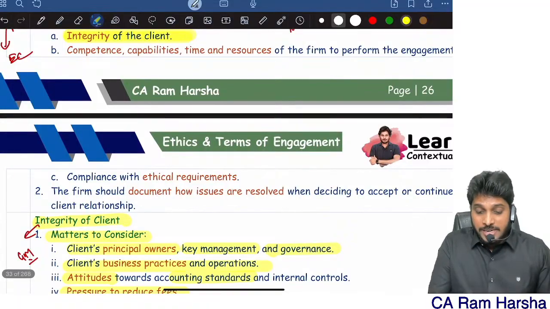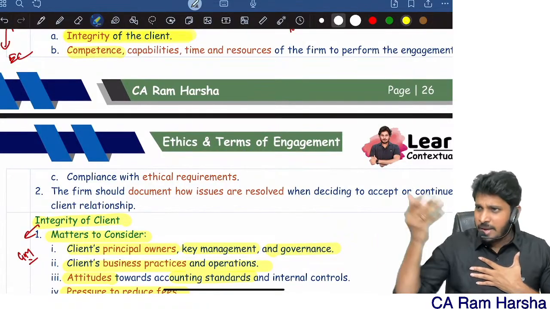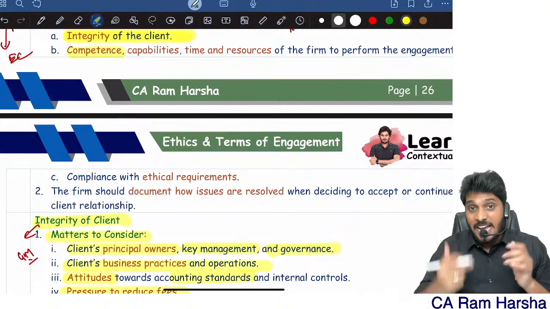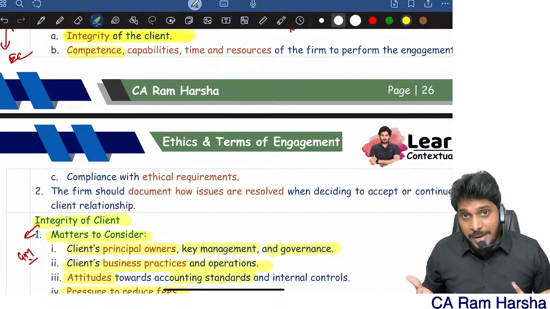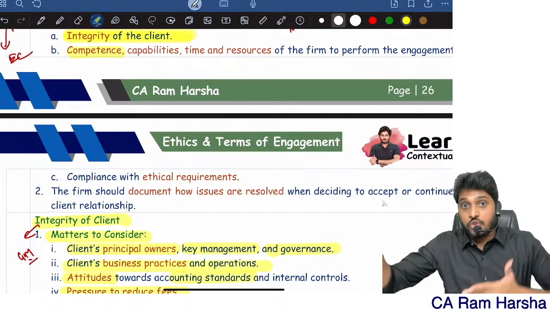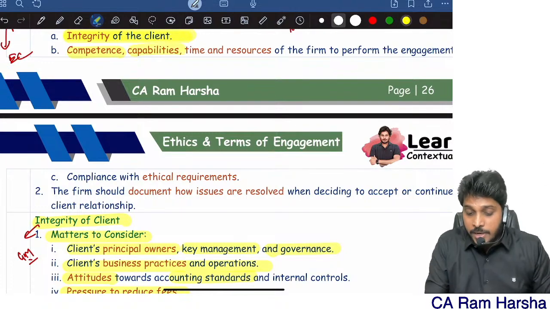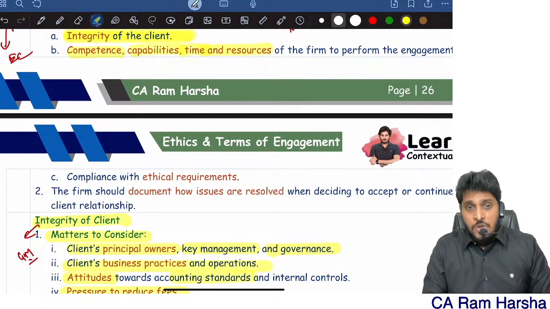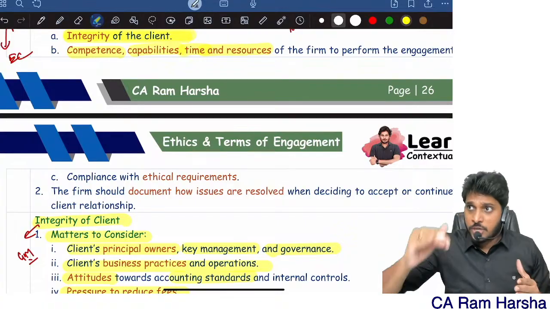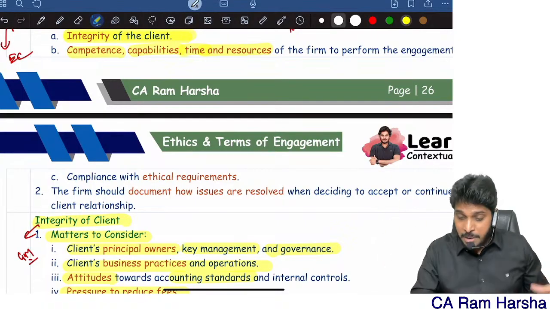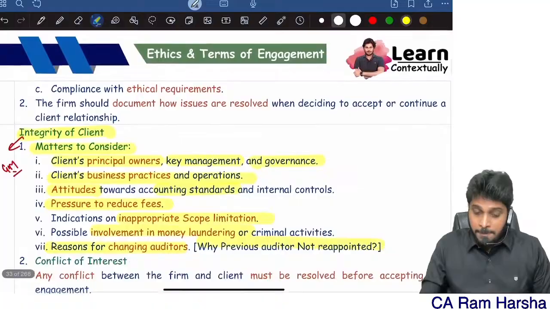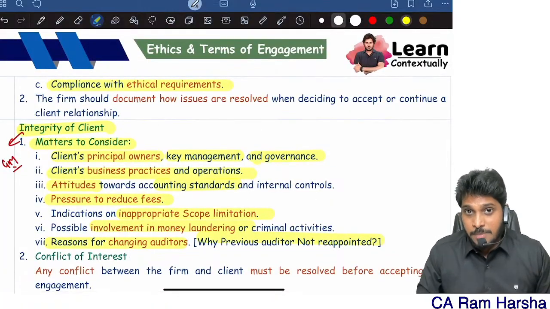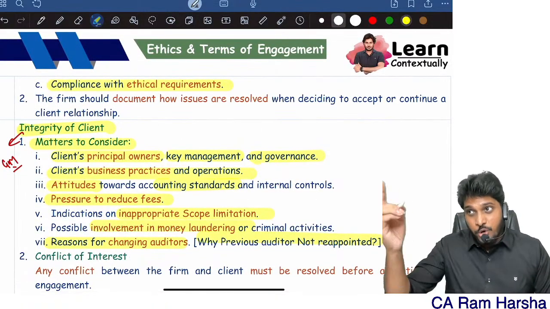Second one, you should consider your competence. Many clients will approach you tomorrow, but you can't accept them just for the sake of money. You should know whether you can do that work or not. You must check your competence levels, your capability, your time and resources. Do you have enough time to deliver that work? Do you have enough staff members to perform the engagement? And compliance with ethical requirements: are you ethically fit or not?